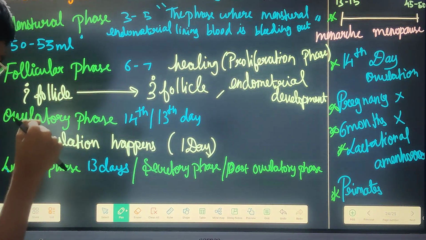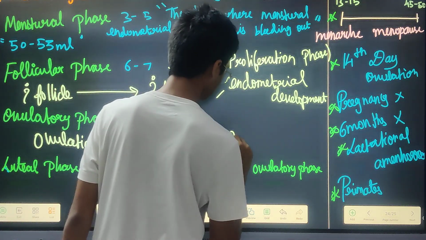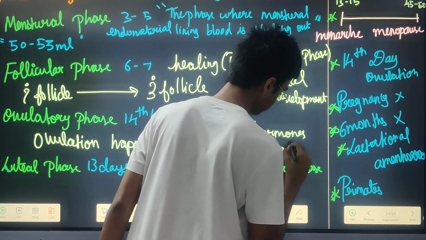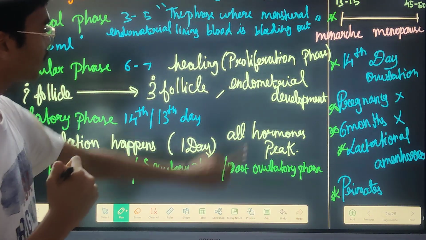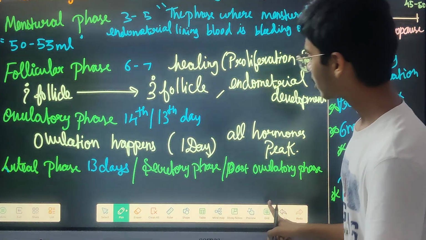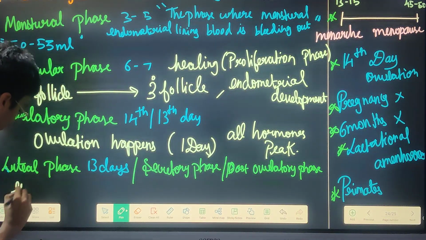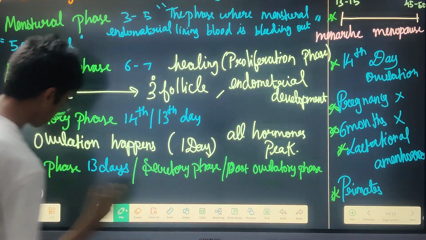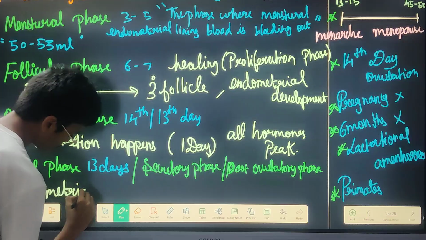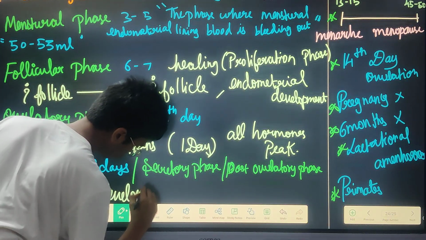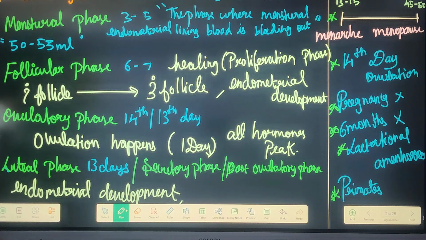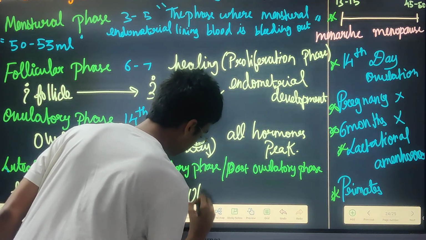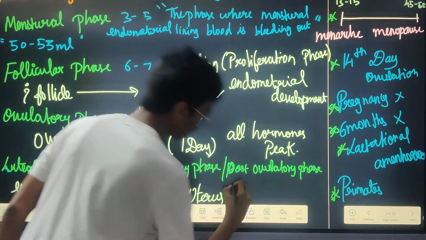Other than this, all hormones will be at their peak. The endometrial development that is happening here is by the estrogen, and here also endometrial development will be there. Other than endometrial development, the uterus will also be readying itself for pregnancy.